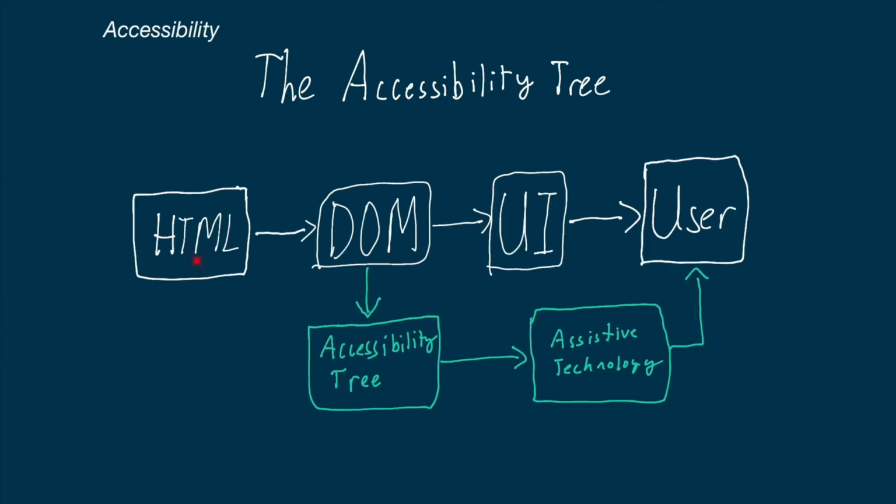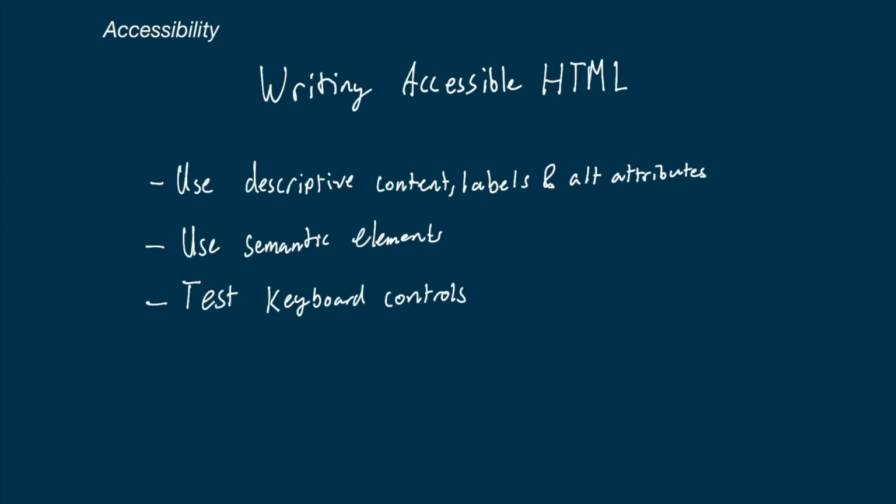Originally, we said we had this HTML file, which got converted into the DOM. Then the DOM is converted into the actual UI, which is shown to the end user. However, this isn't always the case. The DOM is actually split in two. One is converted into a user interface, but it's also converted into the accessibility tree, which is used for these assistive technologies. And then these assistive technologies also go to the user. So users can take the input of our content in 2 different ways.